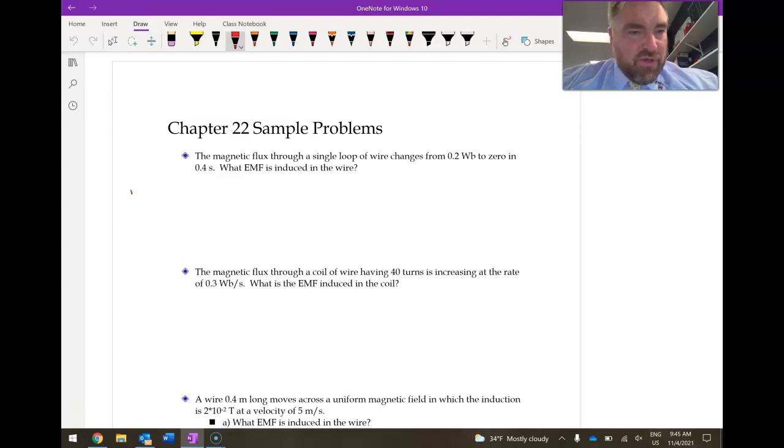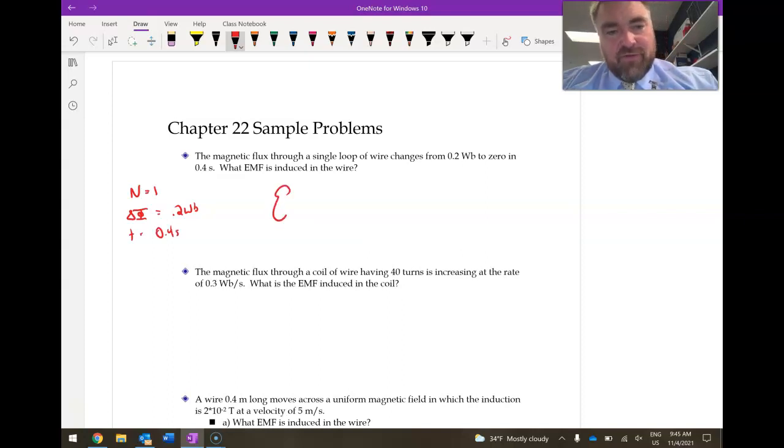So what we know is we have a single loop, so N is equal to 1. We have our change in magnetic field lines, delta phi, which is going to be 0.2 Webers, because we're going to go from 0.2 to 0, and we know the time is going to take 0.4 seconds. So the equation we're going to use here is the EMF, the script E, is equal to negative N delta phi over delta T.